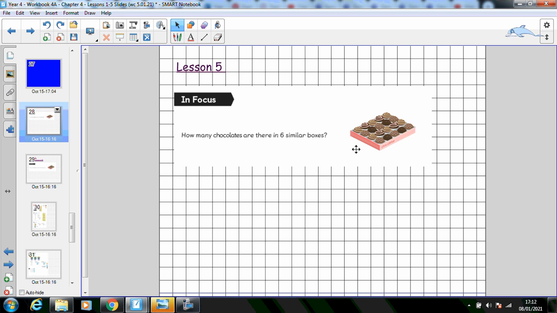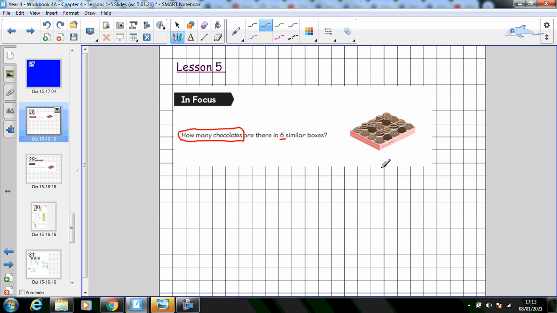So we've got a box of chocolates and we have a question. How many chocolates are there in 6 similar boxes? What are the key pieces of information? Well, we're being asked how many chocolates. And we're being told that there are 6 similar boxes. So how many chocolates are in one box?